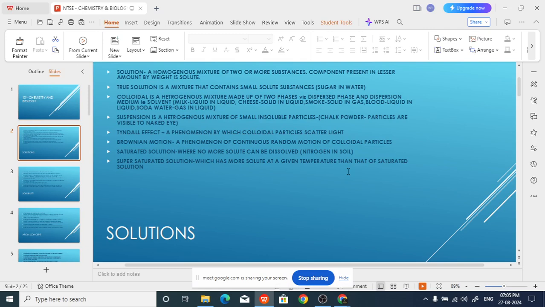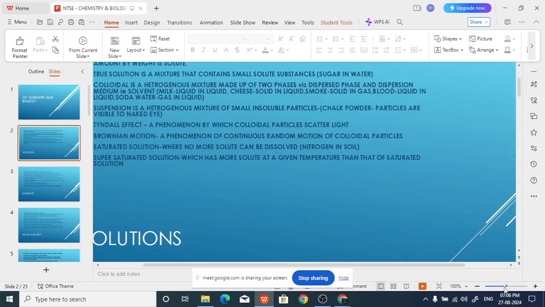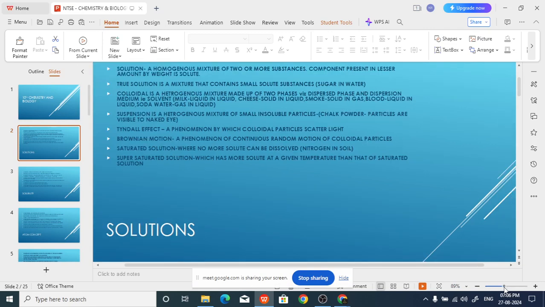Tyndall effect is a phenomenon by which colloidal particles scatter light. Brownian motion. What is this Brownian motion? A phenomenon of continuous random motion of colloidal particles. This colloidal particle is always on the move. That motion is called Brownian motion.